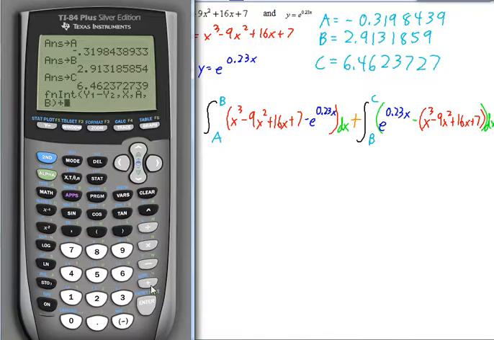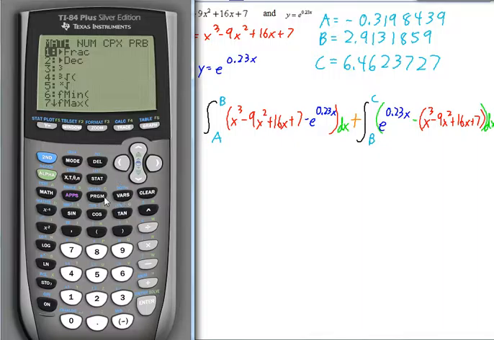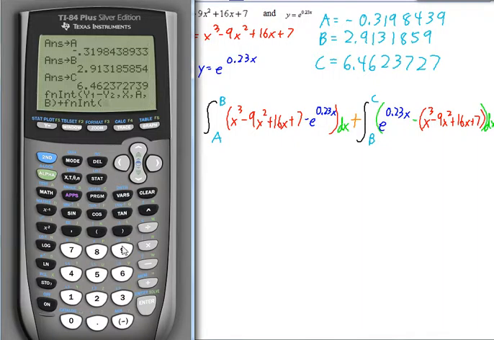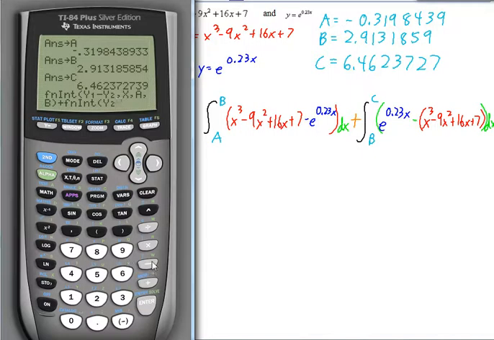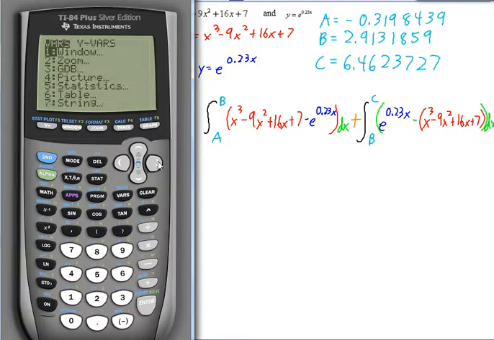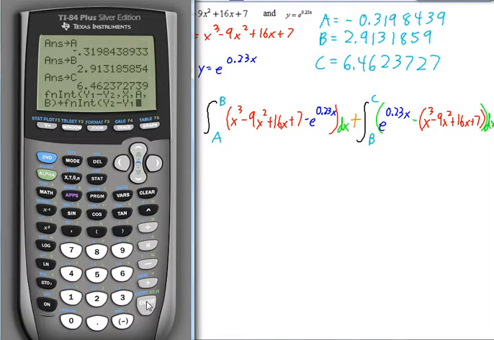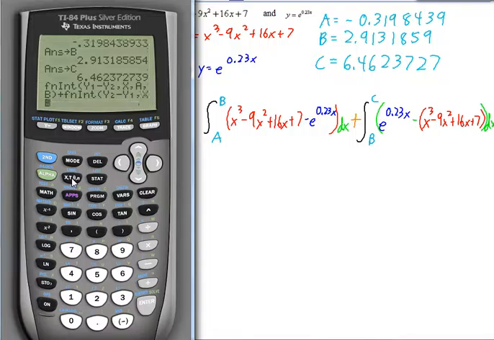Before I hit enter, I'm just going to put plus, so we can do this all at once. Math, number 9, function integrate. This time it's y2 first, minus y1. So variables, y variables, y2, minus variables, y1, comma x, comma lower limit is b, comma upper limit is c.